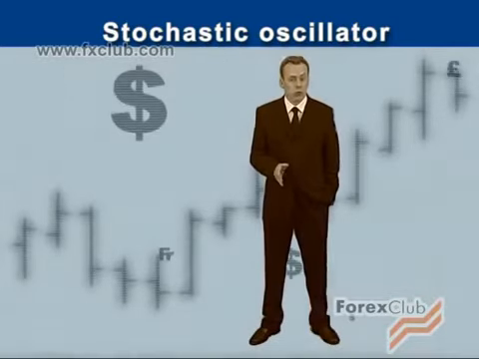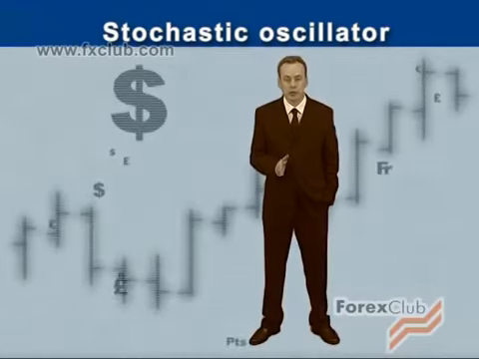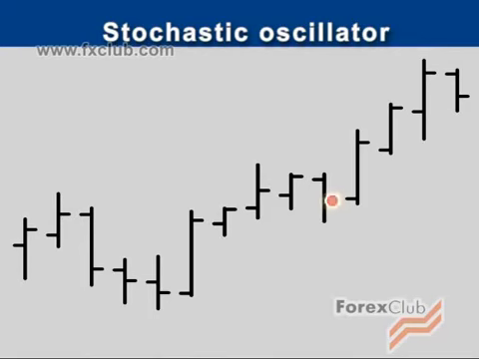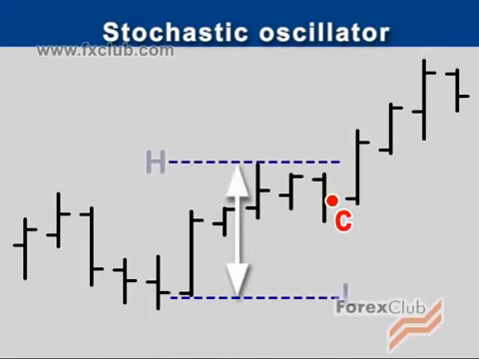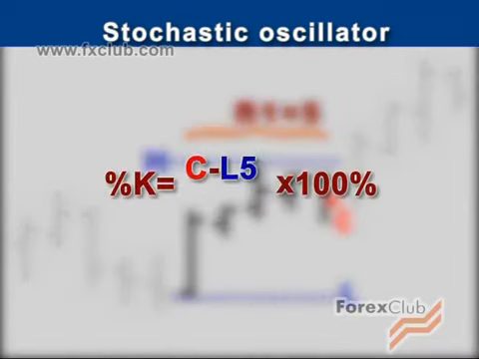Several curves are used in this oscillator. The main curve is called percentage K. Stochastic determines the level of the latest closing price relative to a price range for a certain period of time. This is the indicator's first value, N1. The most widespread period used for this curve is 5 days, or hours or weeks. The formula of this curve is strikingly simple. Here it is.